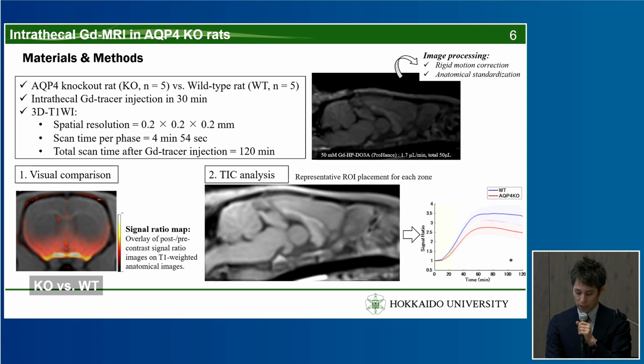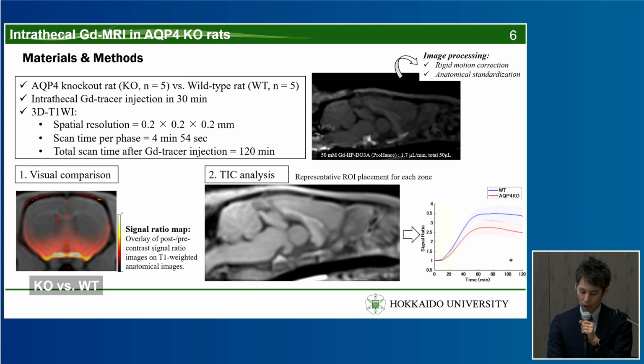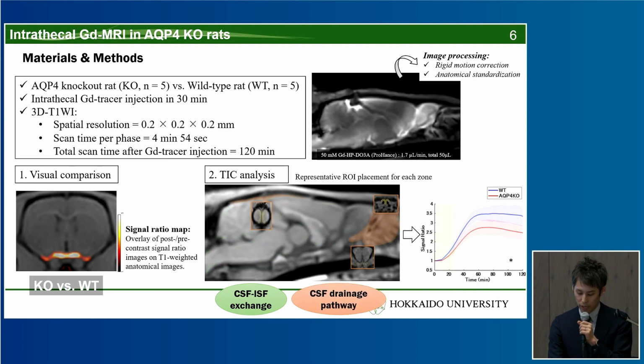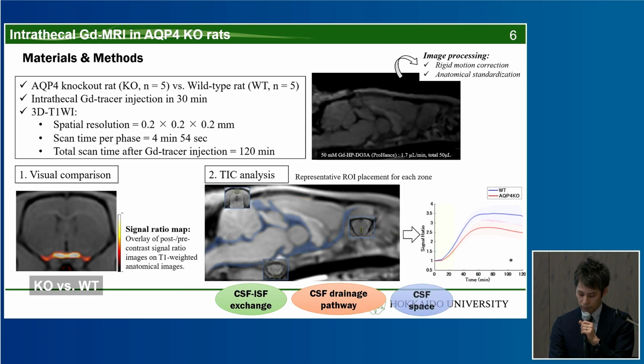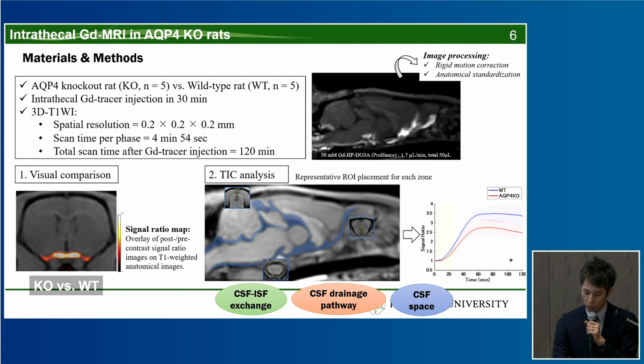After post-processing of the images by motion correction and anatomical standardization, a signal ratio map was generated to visually assess the difference between the two groups. Several ROIs were placed for CSF-ISF exchange, CSF drainage pathways, and CSF spaces. Thereafter, the time intensity curves were plotted and compared.